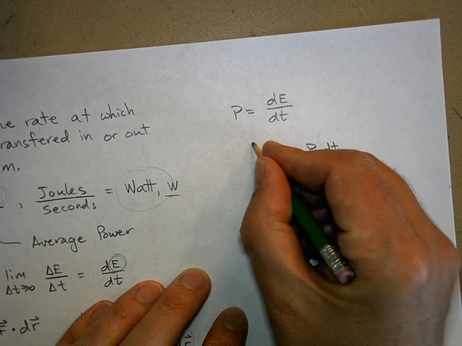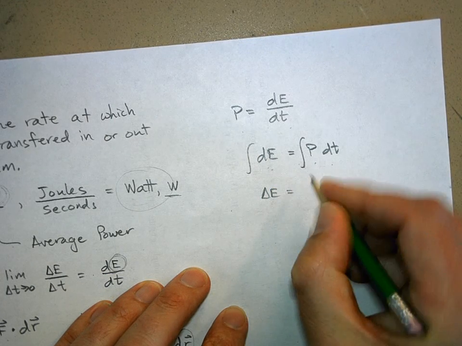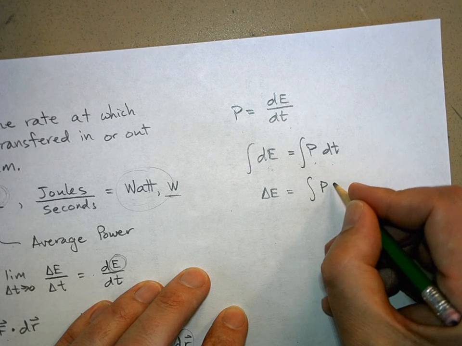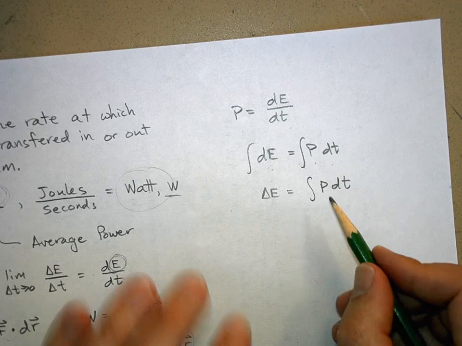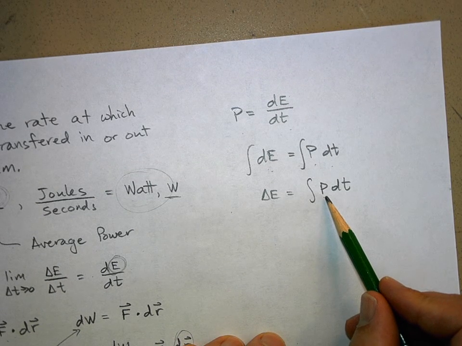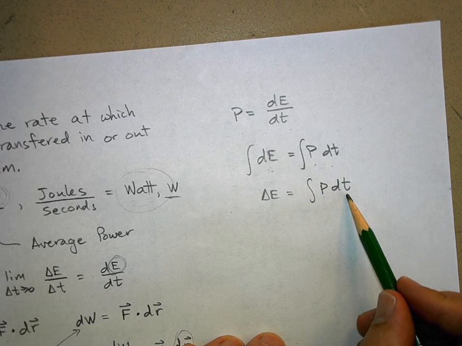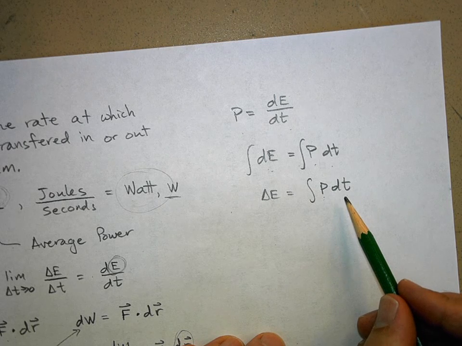Well, integrate both sides. And you get delta E is equal to the integral of P dt. So power, maybe power is a function of time. Maybe it's constant. I don't know. Times dt. I'm sorry? Tiffany. Yeah, go ahead.